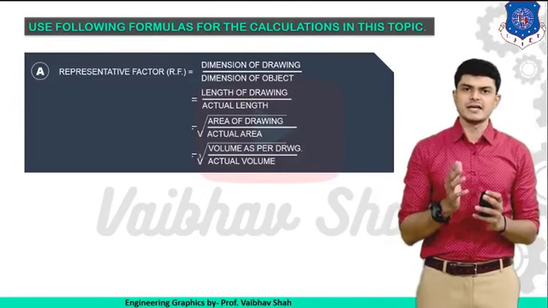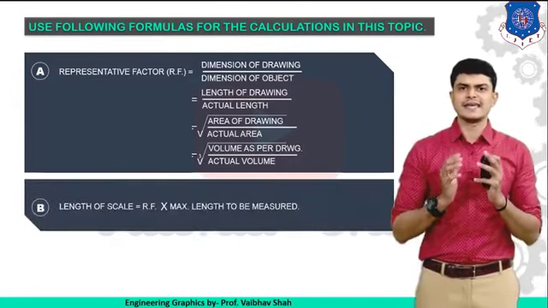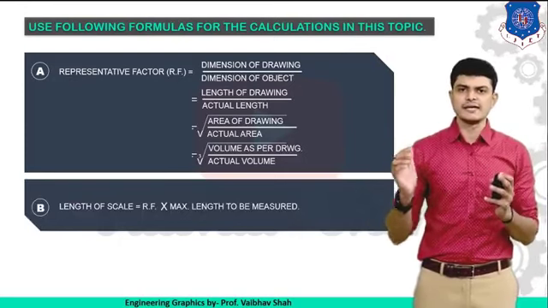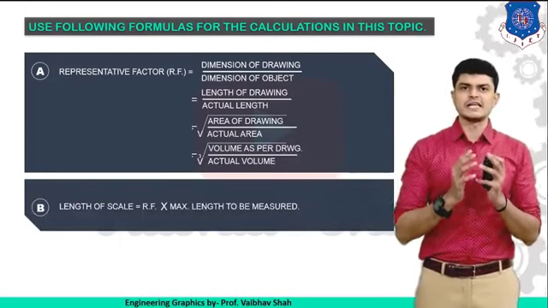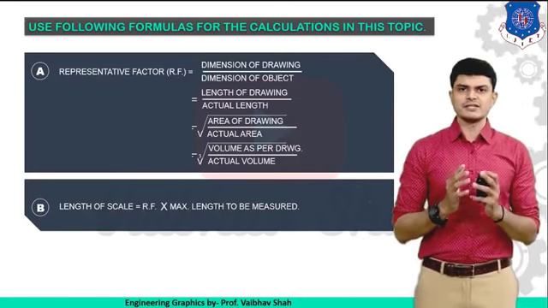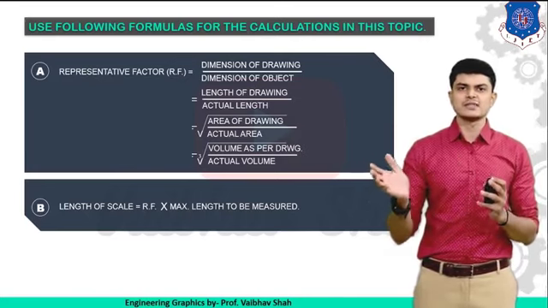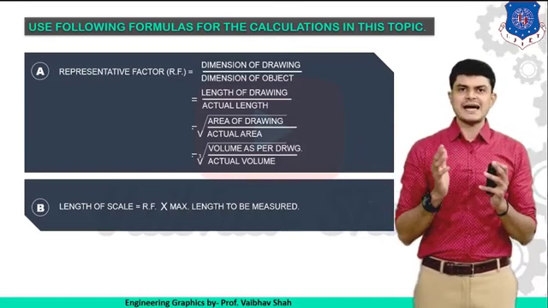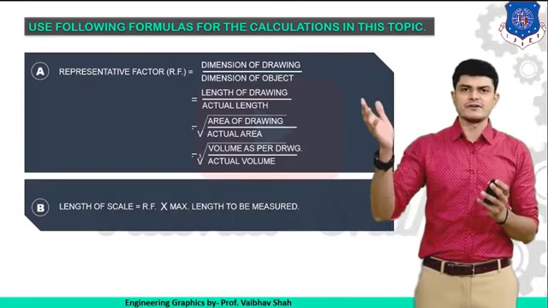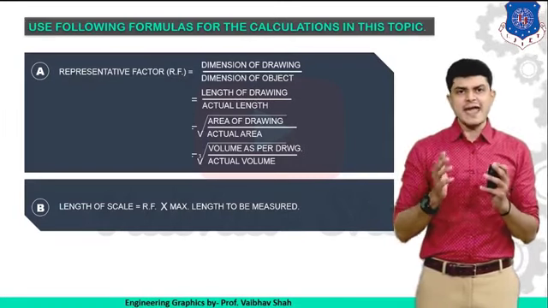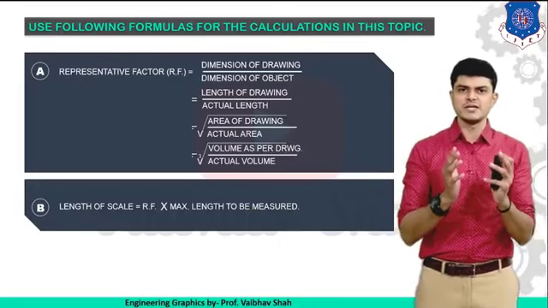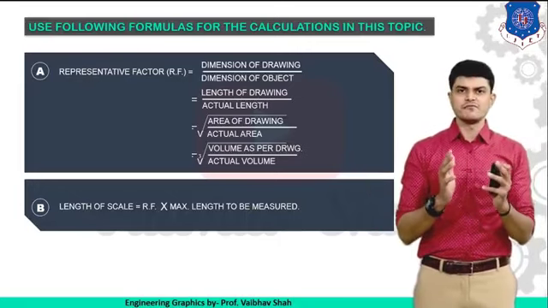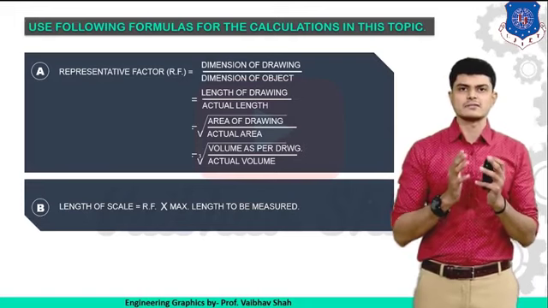Now we need another equation, which is known as the length of scale equation, or you can also say the actual length of scale equation. So the equation is Rf into the maximum length to be measured. Rf, obviously, we are going to find from our previous equations, and the maximum length to be measured must be given in your example, for which we will be constructing our diagonal scale.